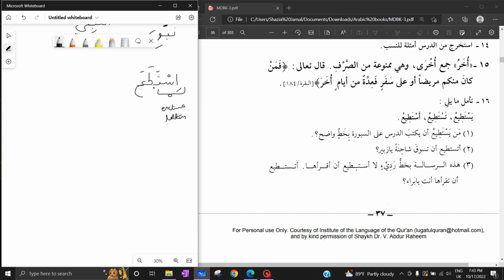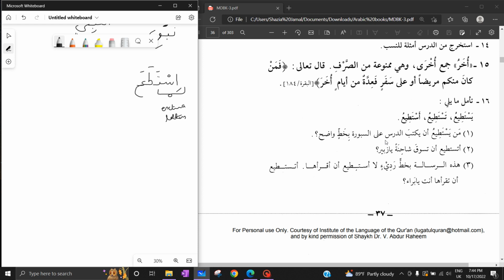Istata means he can. And yastati'u is the mudare form, means he can. Tastati'u means you can. And astati'u means I can. Harf anaitu, ya. Astati'u, tastati'u, yastati'u. Man yastati'u an yaktuba. An is the tool of nasb. That's why yaktaba, ba with fatha. Man yastati'u, the one who can. An yaktaba, the one who can write.